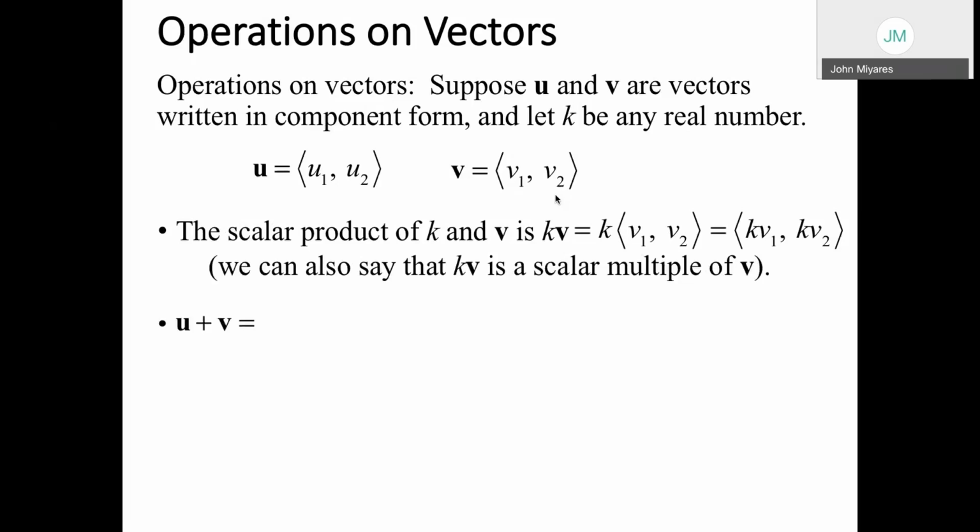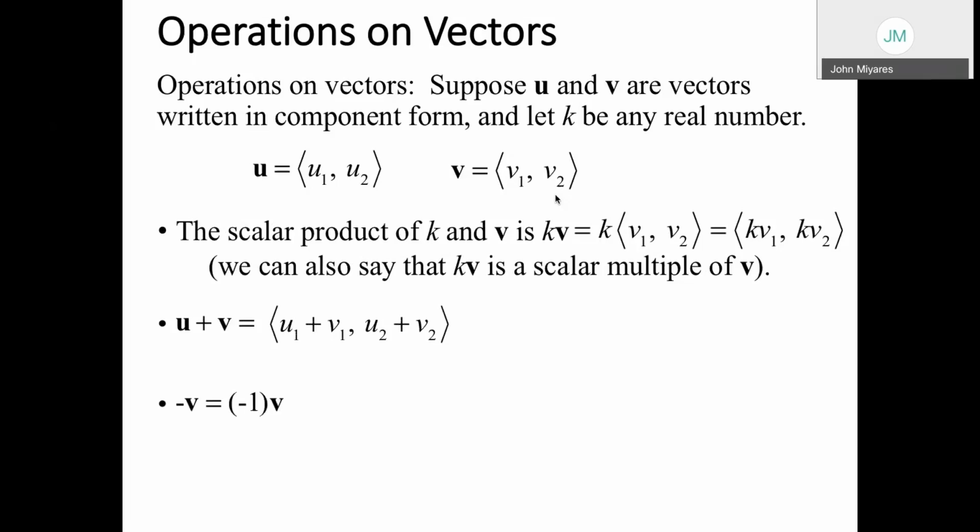Now, if we wanted to add two vectors together, vector u plus vector v, all we would need to do is add their components together. So I have u1 plus v1, comma, u2 plus v2 inside the angle brackets. Essentially, we're combining the horizontal movements together and the vertical movements together.